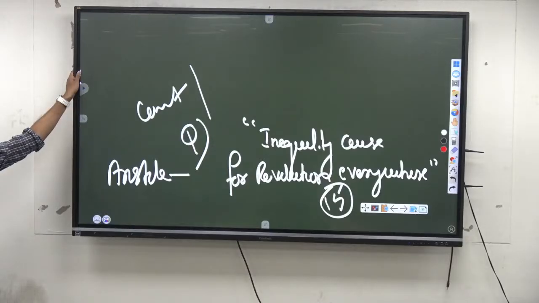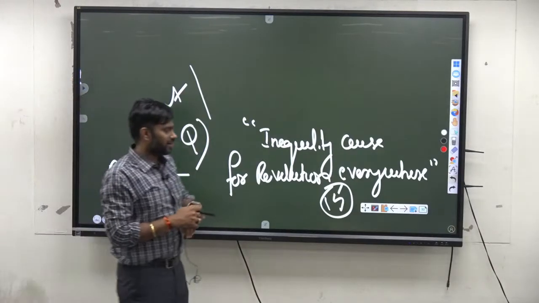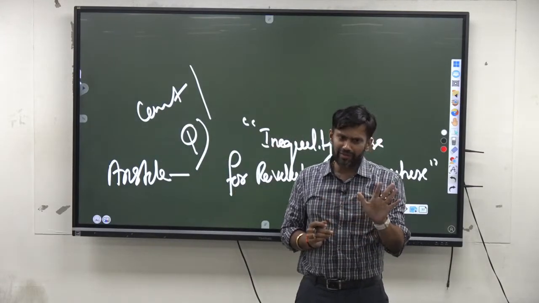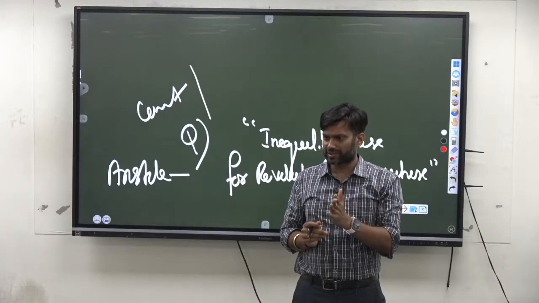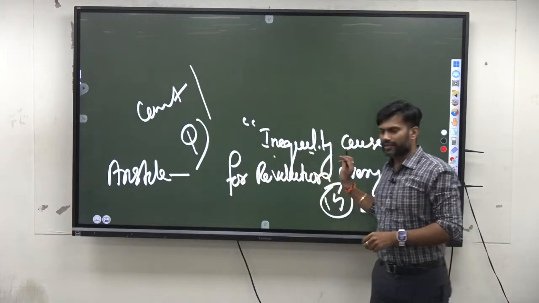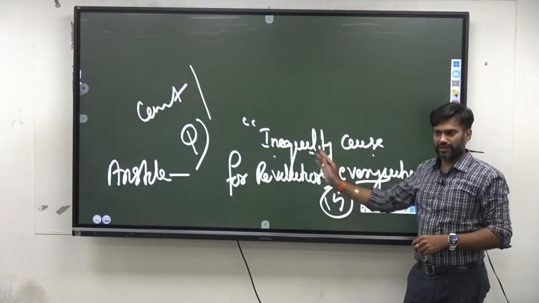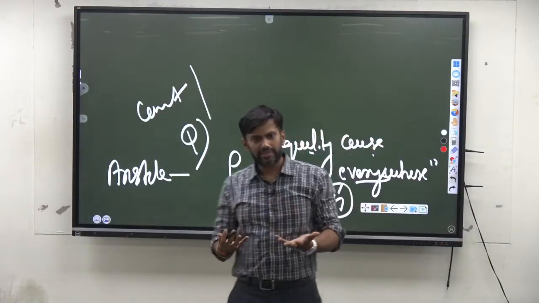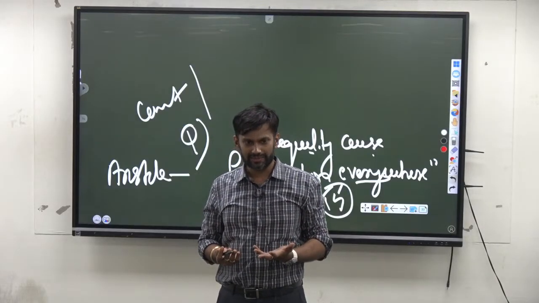Even when I wrote my answer initially, 2-3 questions in this Paper 1 Part A were all new questions. No idea. So when I read the question, I thought, let me not worry, let me read the question correctly. That inequality is the cause for revolution everywhere, Aristotle is telling it. First, what I did was introduce Aristotle.